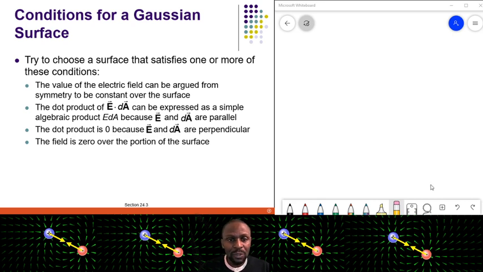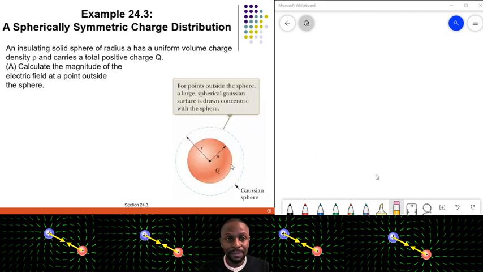Good. And what is also very important is that the value of the electric field can be argued from the symmetry to be constant over the surface. And the dot product E dot dA can be expressed as simply E dA, because E and dA are parallel. Now, the dot product is zero when E and dA are perpendicular to each other. Remember the cosine graph, the dot product of two vectors has a cos of an angle. Now, the field is zero over the portion of the surface in case this is the case.